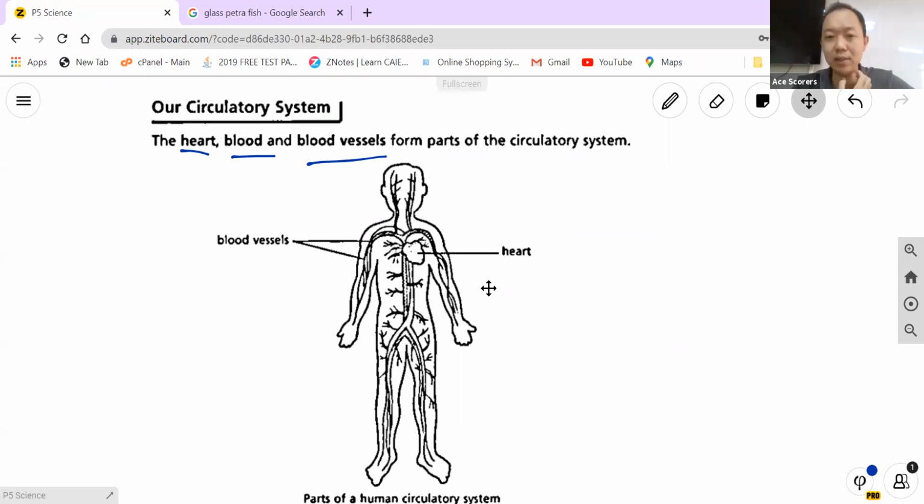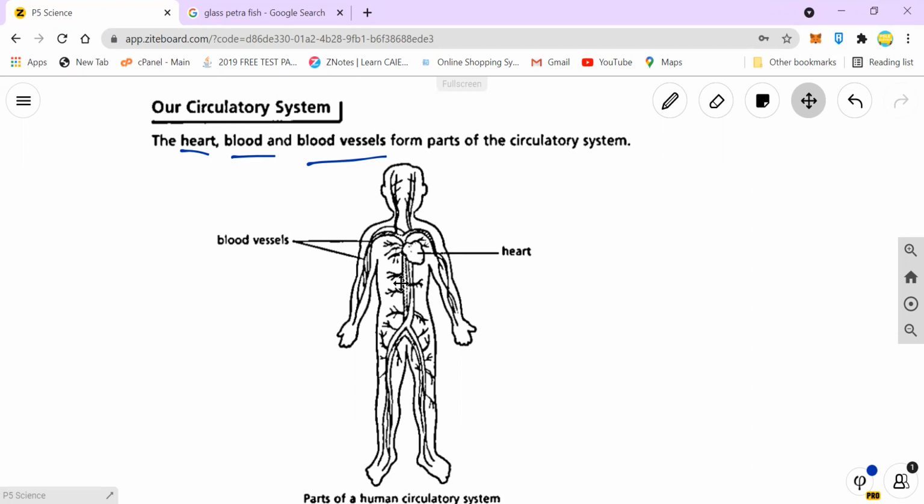So for the human circulatory system, three main things you need to know: the heart, the blood, and the blood vessel. So the heart is here, the blood vessels. Do you actually study all the details of the blood vessels? Is it one of them is like veins and like capillaries? Correct. Capillaries, veins, and what's the last one? There's one more. Start with letter A.